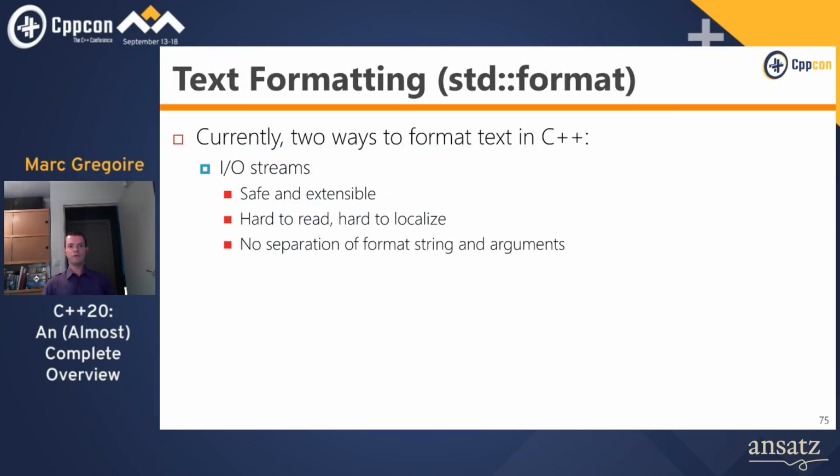Text formatting. In C++17, there are two ways to format text. You can use IO streams. They are safe and extensible. You just have to overload the insertion and extraction operators. But they are hard to read, hard to localize, because there is no separation of the format string and the arguments.